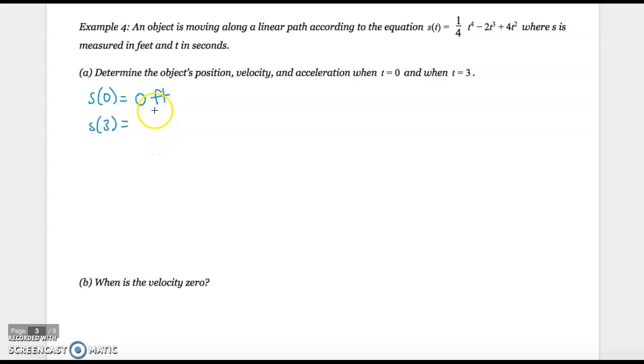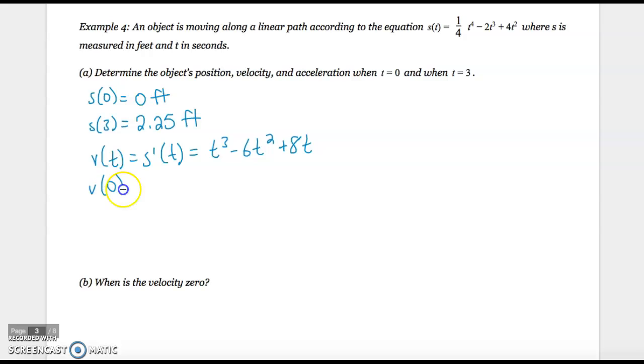So 0 feet, that means our object at a time of 0 starts at 0 feet. After 3 seconds, I believe it ends up being 2.25 feet. So that means that after 3 seconds, your position of your object is 2.25 feet away from where it started, to the right. And then now we're going to look at velocity. Now, before I find my velocity at 0 and 3, I just need to find my velocity function. Recall that velocity is the derivative of position. So if I find the derivative of this function, I'll end up with t cubed minus 6t squared plus 8t. And so then now I can find v of 0 and v of 3.